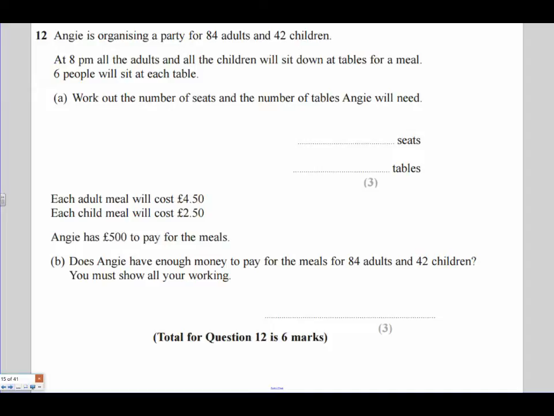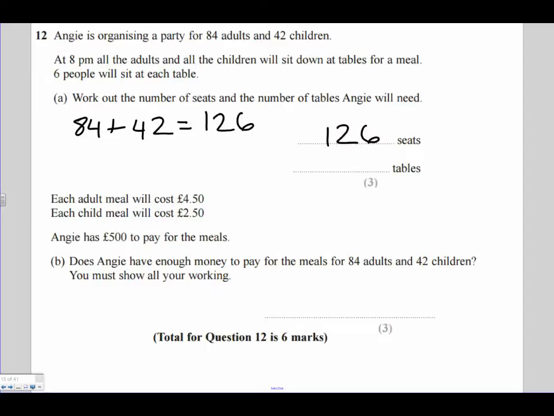Okay, question 12. Angie's organising a party for 84 adults and 42 children. At 8 o'clock, all the adults and all the children will sit down at tables for a meal, and there are 6 people at each table. Work out the number of seats and the number of tables Angie will need. Well, the number of seats is the total number of people, so it's 84 adults plus 42 children. Don't take any chances, put it in your calculator, and you will get 126 seats will be required. So that's the first answer on the answer line.